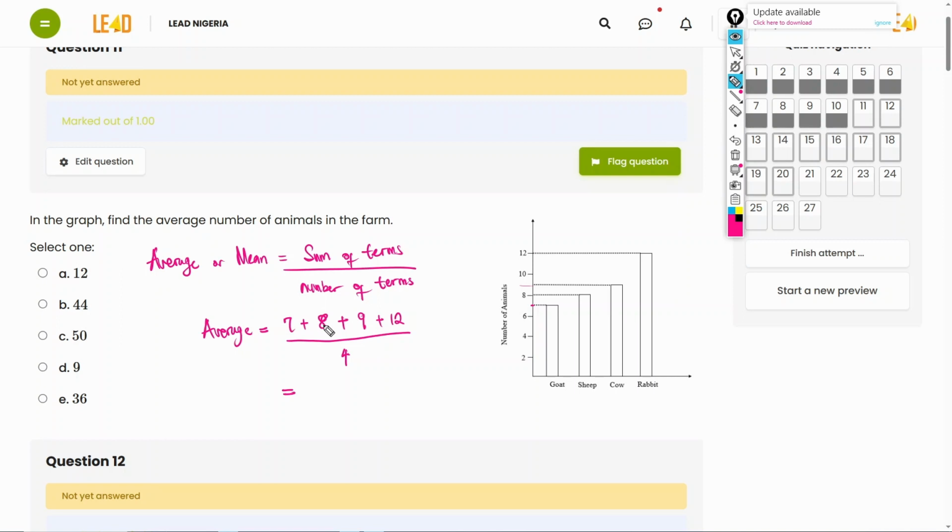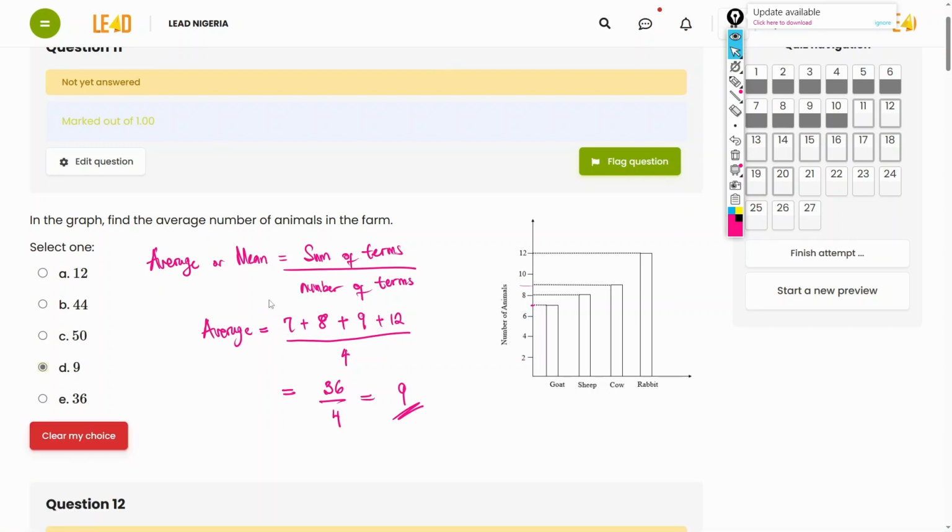So let's add up the top. 7 plus 8 is 15. 15 plus 9 is 24, and 24 plus 12 is 36. So hold on, let me just do that math again. Yes, 36. So divide that by 4 and we'll have 9. So the average number of each type of animal on the farm is 9.